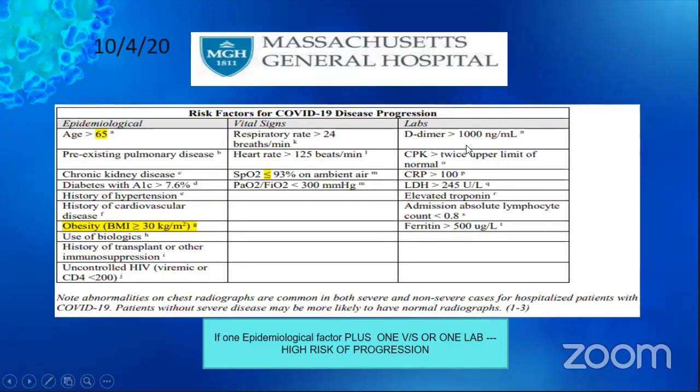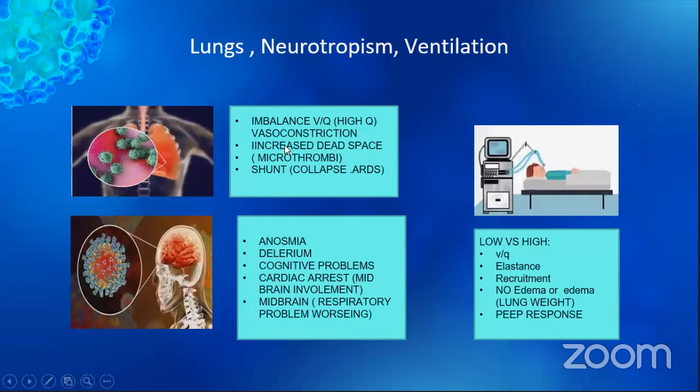D-dimer more than 1000, CK twice the upper limit of normal, LDH of more than 245, elevated troponin, CRP more than 100, and of course lymphopenia or ferritin more than 500. Okay, this will be further discussed in one more diagram.